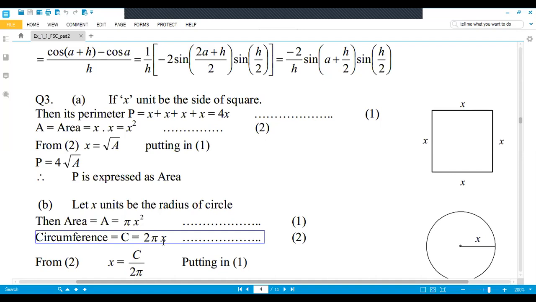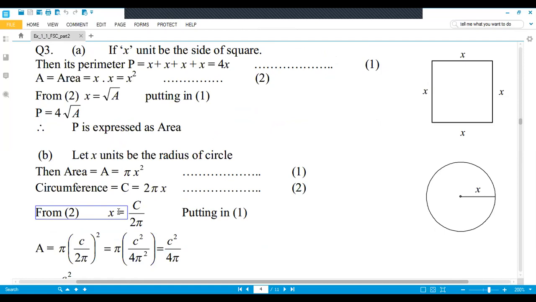So therefore, when you find the parameter in terms of area, you find the value of x from the area. Here you are going to find it for the circle. Area of a circle is a function of circumference, so from circumference you will find the value of x. Look, 2 pi is multiplied with x, shifted to the other side, so divide: x equals c divided by 2 pi. This equation you put in the area.